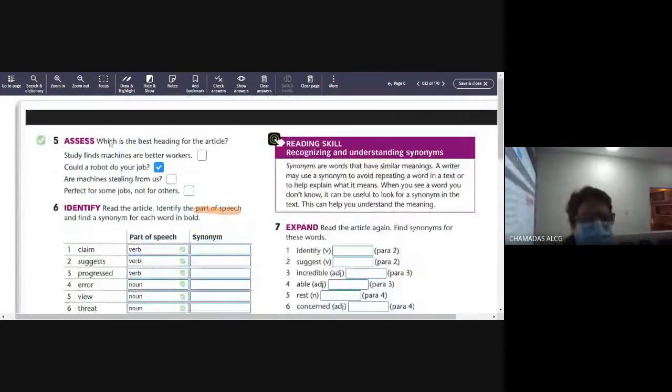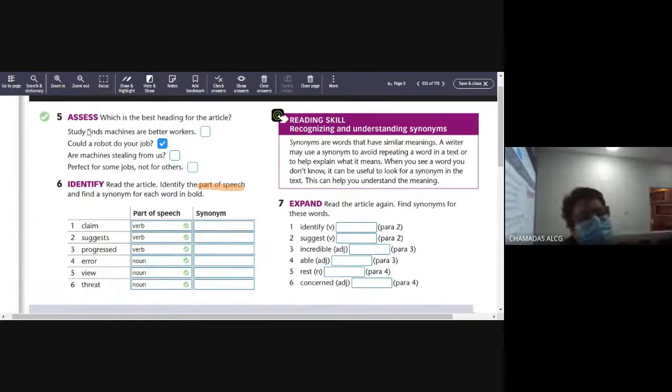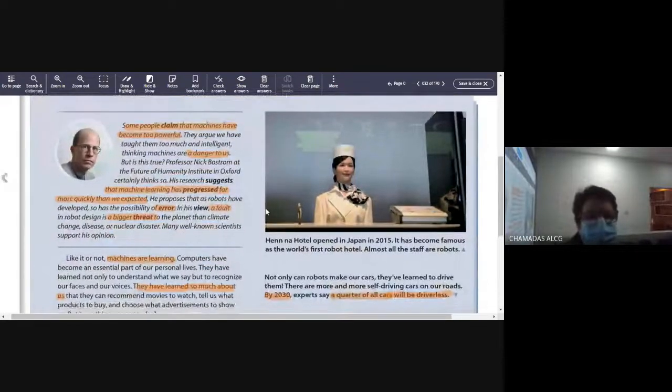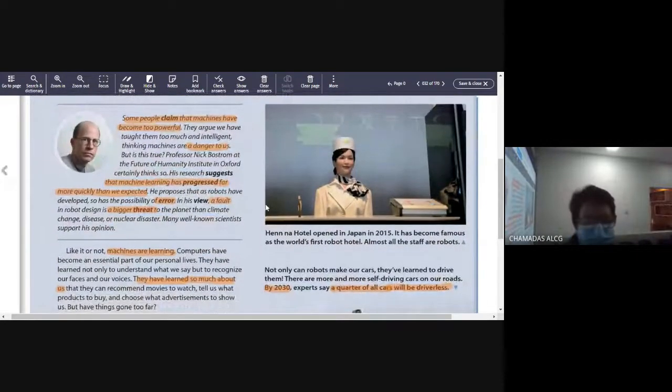So which is the best heading for the article? So here it's already done. The best heading is, could a robot do your job? That's something to think about. So let's read the article. I'll give you some time to do it in silence.